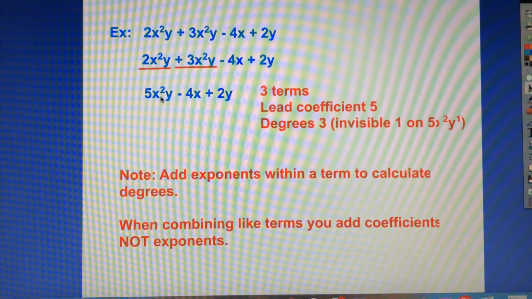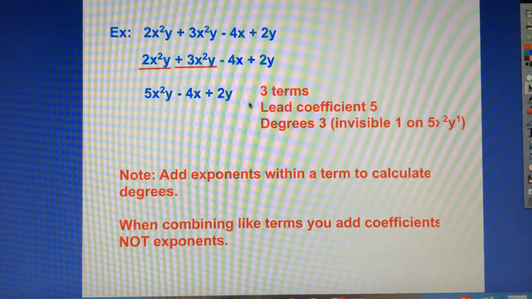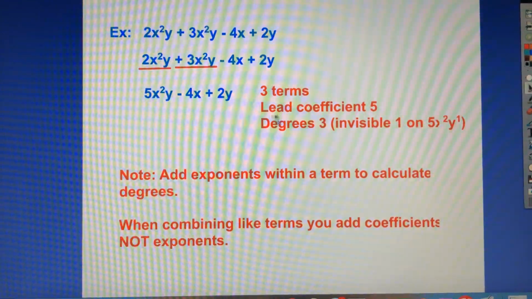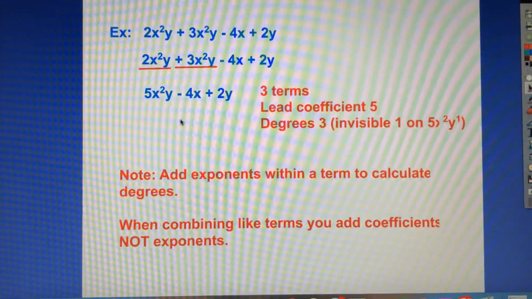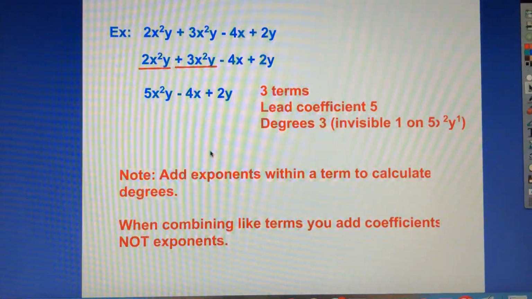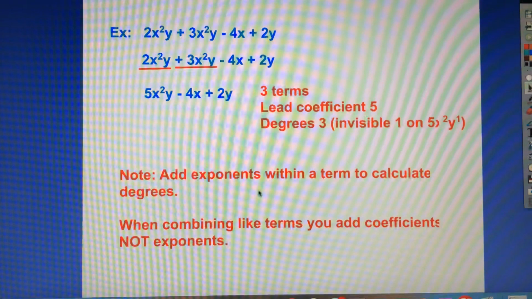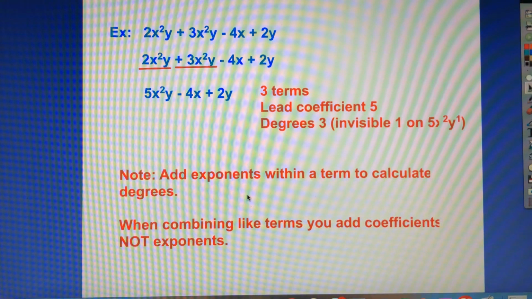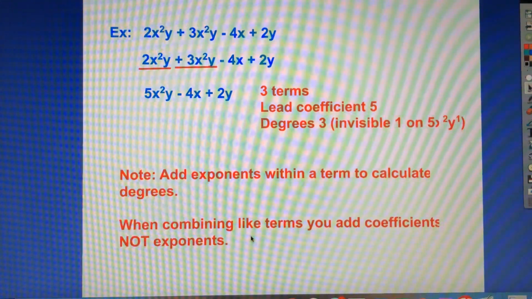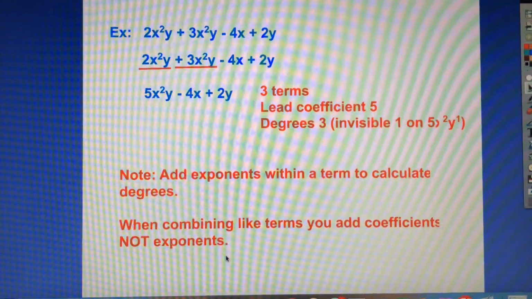5x squared y, degree of 3. I have 3 terms. I have a lead coefficient of 5, which is right here, the coefficient of the first term, and I have degrees of 3. 2 plus the invisible 1 above the y. Add exponents within a term to calculate degrees. So if you need to put in those invisible ones, you need to do that. When you're combining like terms, you add coefficients, not exponents.